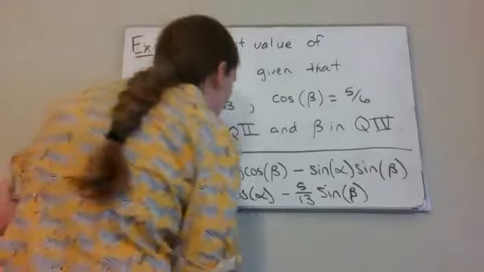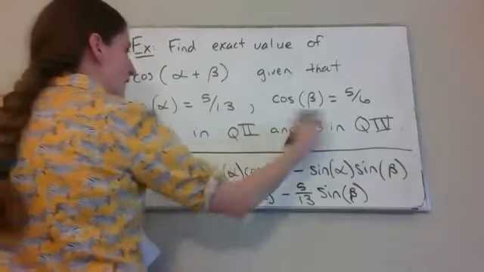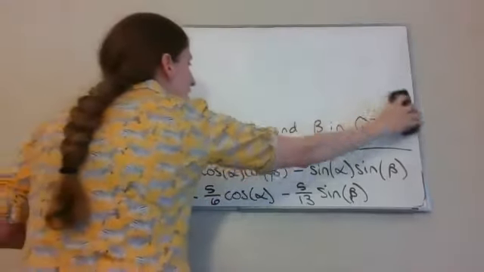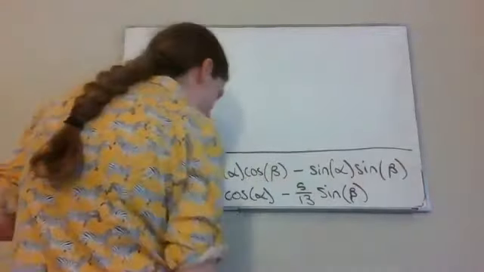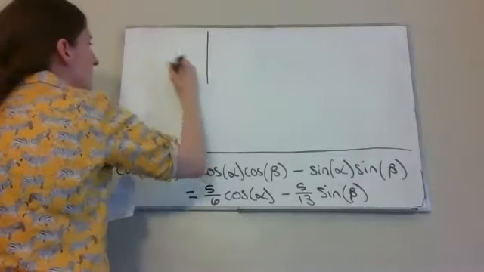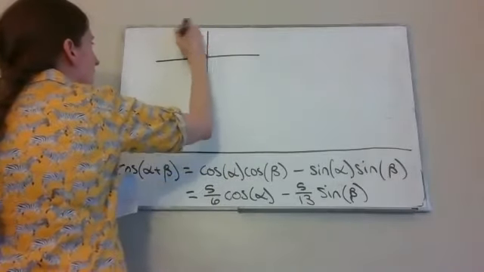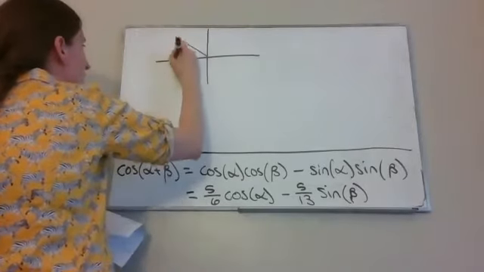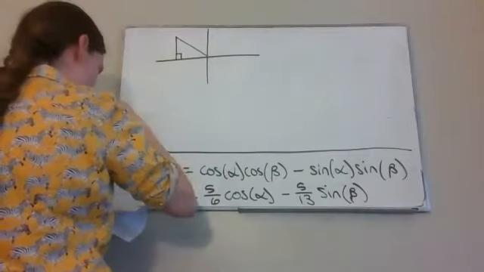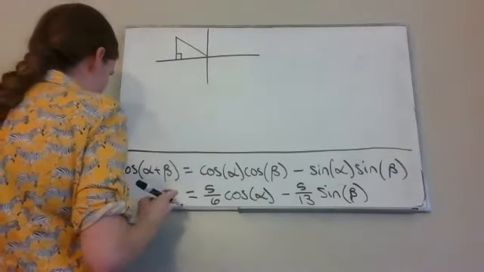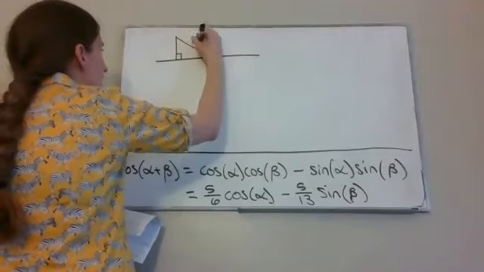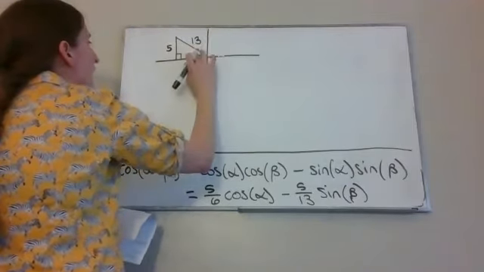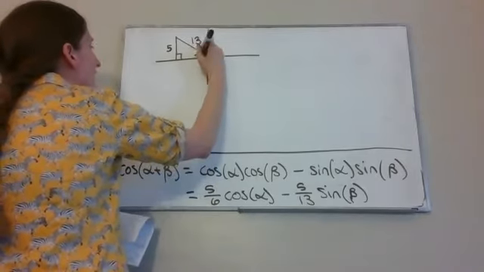So how do we figure those out? We use the info they gave us and the quadrants that these angles are in. So let's start with the angle alpha. Alpha is in quadrant 2, so it's somewhere over here. And then we know we can make a right triangle to represent the situation. And I know that sine of alpha is 5 over 13. So I know my hypotenuse is 13, and I get 5 as the opposite side.